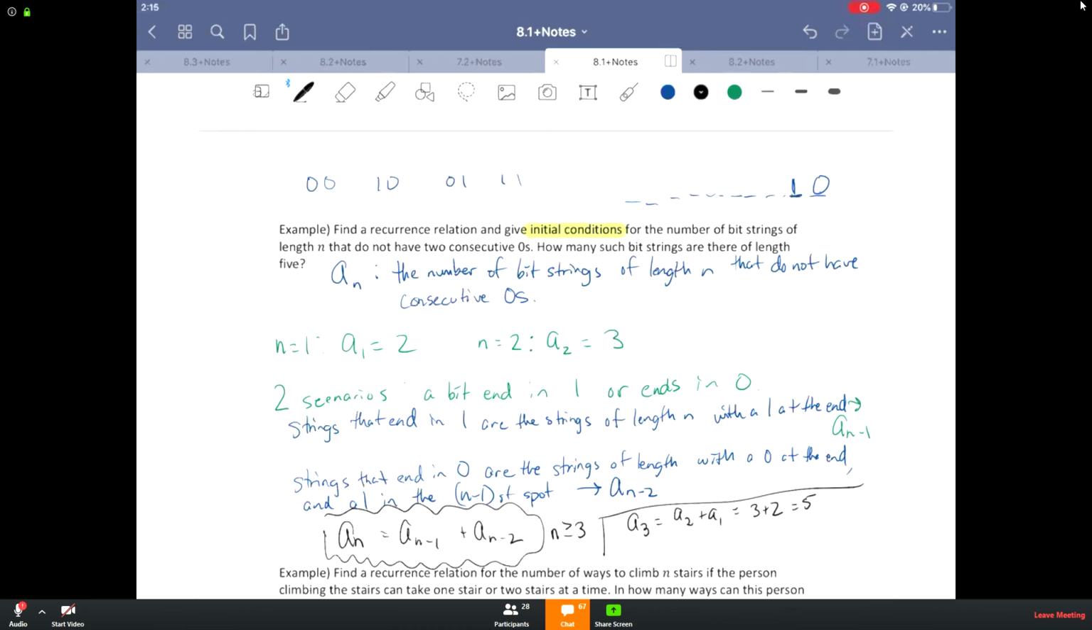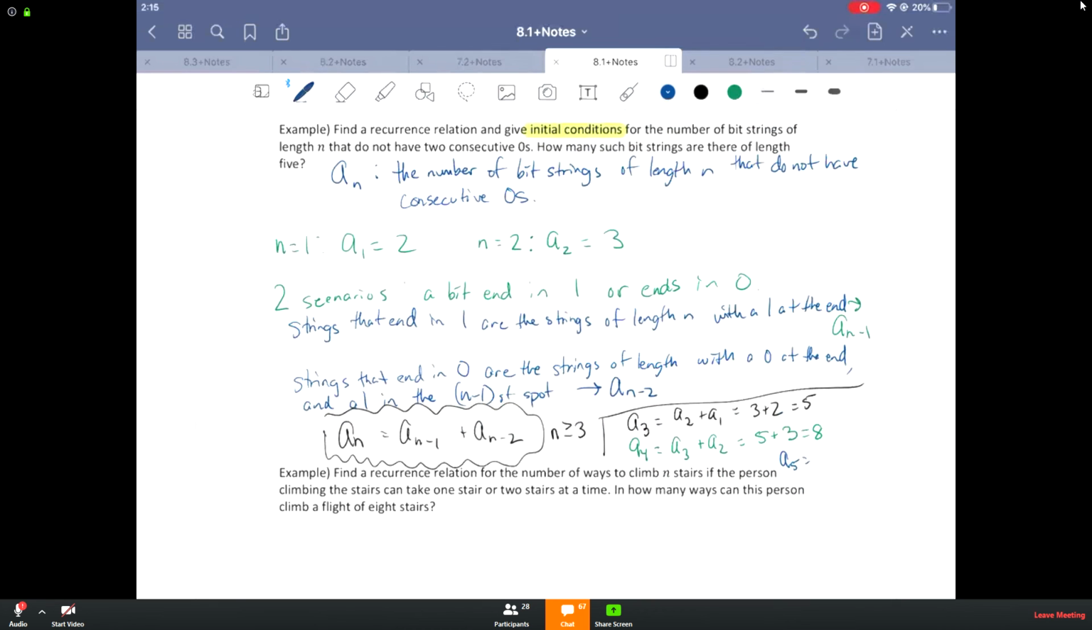How many did we ask for? Bit strings of length 5. Okay, so we have to go up to a sub 5. Then a sub 4, so plugging in 4, you get a sub 3 plus a sub 2. That would be 5 plus 3, that's an 8. And the last one, a sub 5, that would be a sub 4 plus a sub 3, which is 8 plus 5, and that's 13. So we'd get 13. And it is, like Willie said, Fibonacci again.